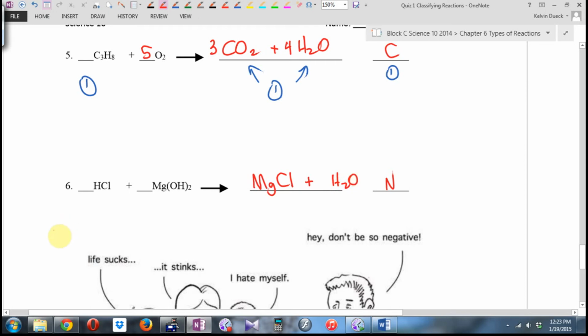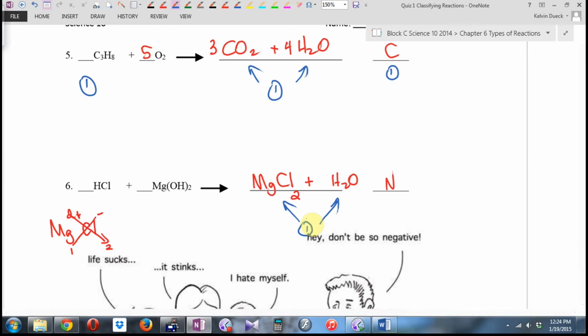I have to crisscross MgCl. Magnesium, I think that's 2 plus. Cl is 1 minus, so when I crisscross, I'm going to get a 2 there and a 1 there, so I have to do that. So that's what you need to get 1 mark. If your subscripts are wrong, you take a half mark off.